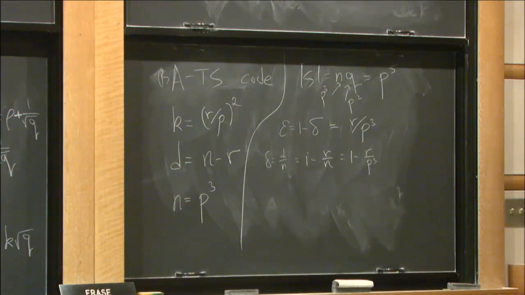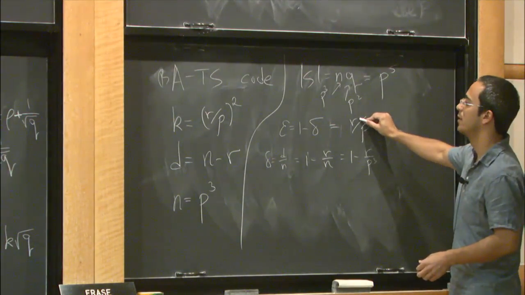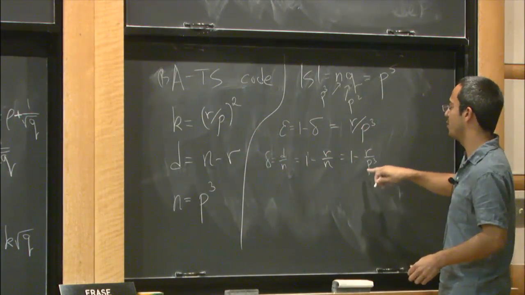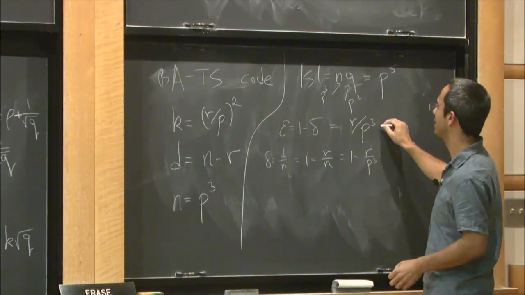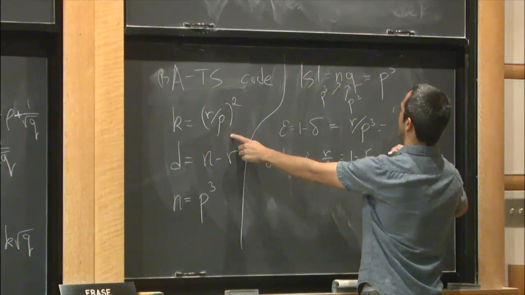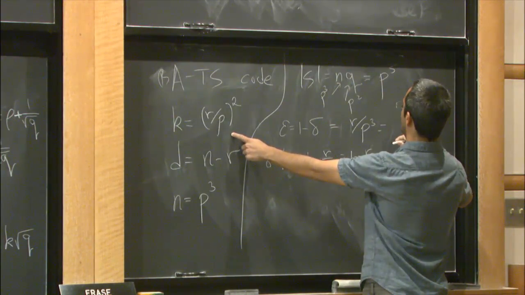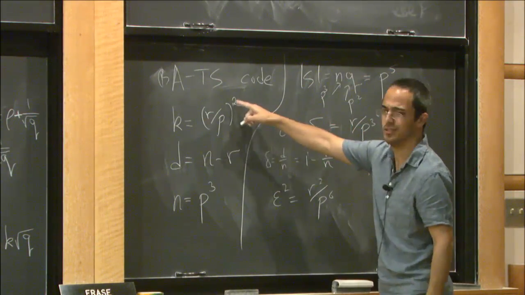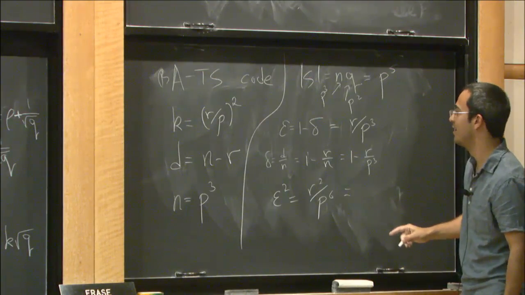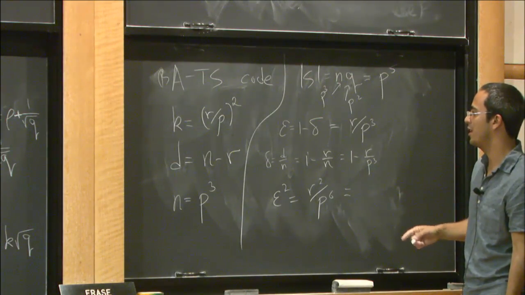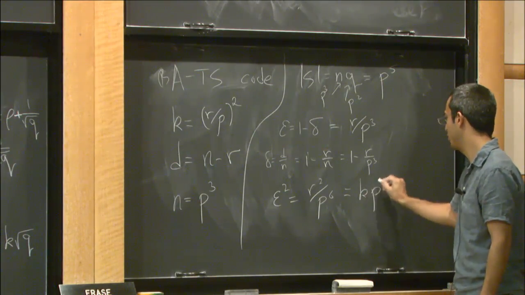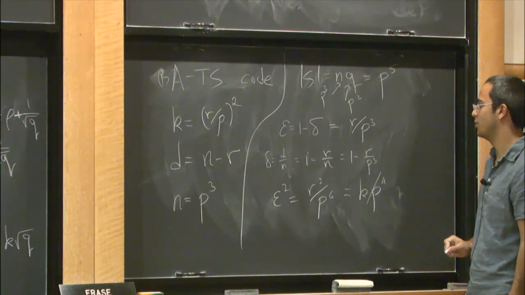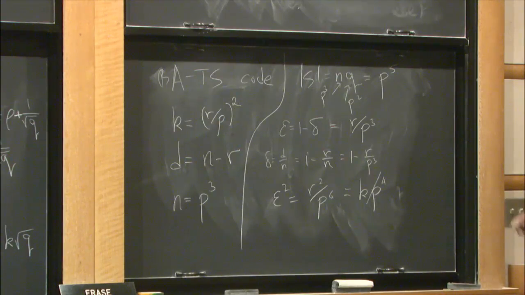And of course, we know what R is. So this is how we choose R. So maybe I should say that epsilon squared is R squared over p to the 6, because we have R squared here. I told you this is the hardest part. R squared is kp squared, so it's kp squared over p to the 6. It's k over p to the 4.